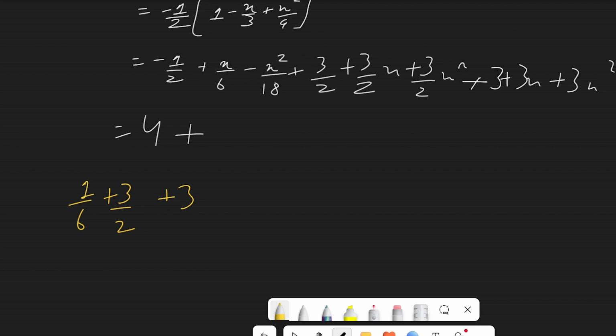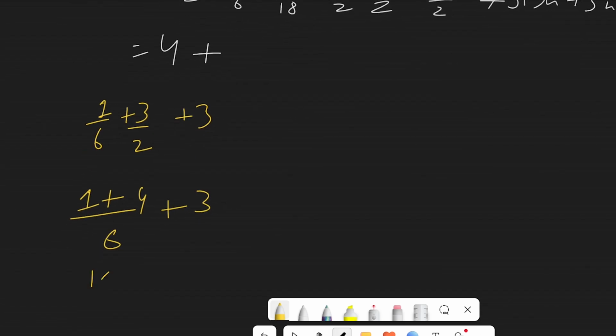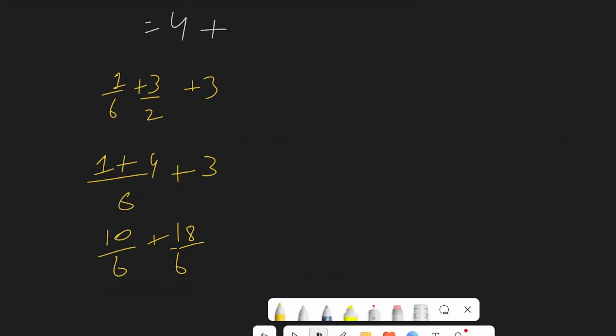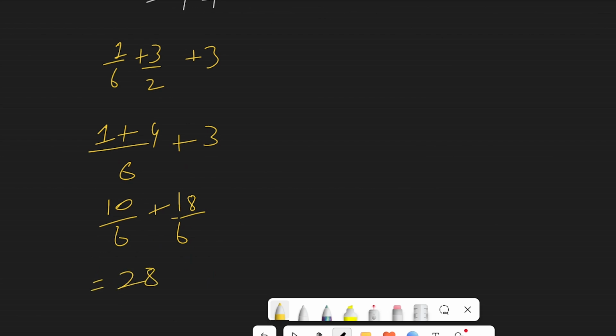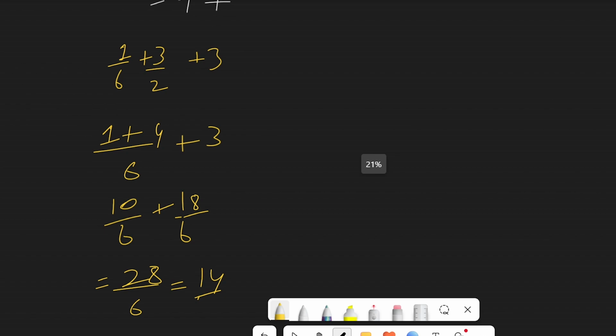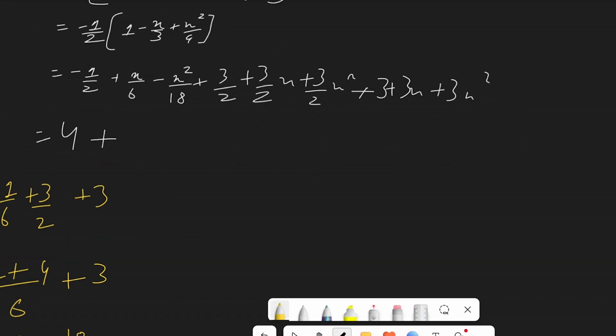If we multiply this by 3, then it would be 1 plus 3 times 3 is 9 over 6 plus 3, which is 18 over 6, which means 28 over 6. You can simplify it to be 14 over 3. Okay, so we would have 14 over 3 x over here.